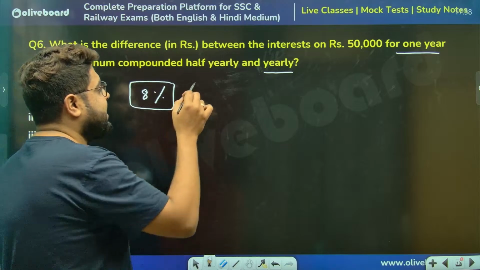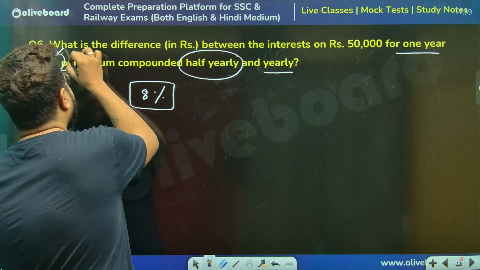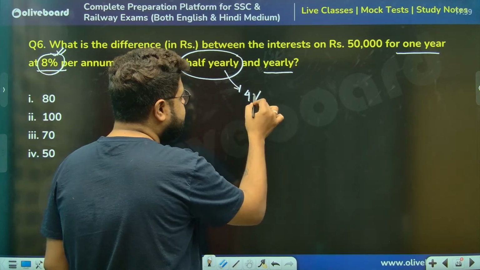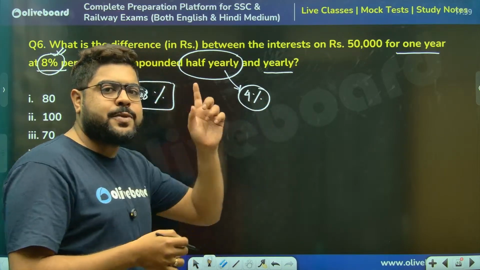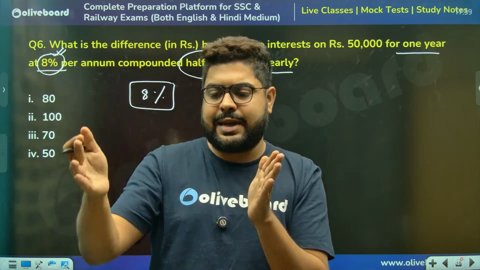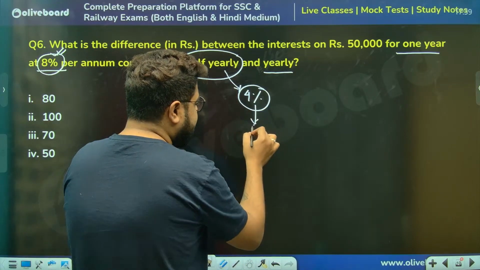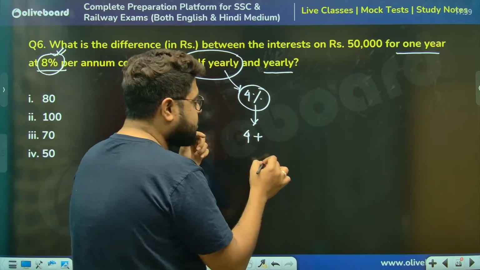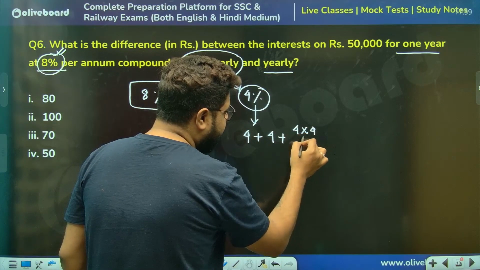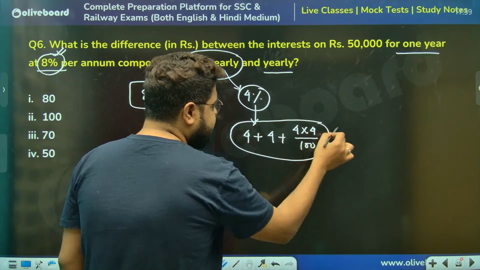Whereas if we are talking about half yearly, 8% is the rate per year. For half of the year, the rate of interest will be 4%. But how many times will I get the interest? 2 times: once after 6 months, once after the next 6 months. That means 2 times compounding with 4%, so I can use the AB theorem. 4 plus 4 plus 4 into 4 by 100. That is this percentage.